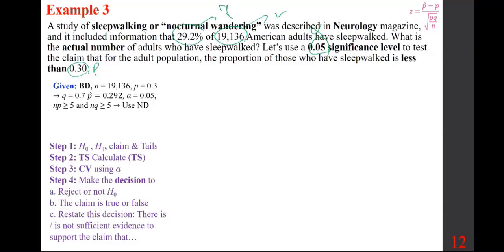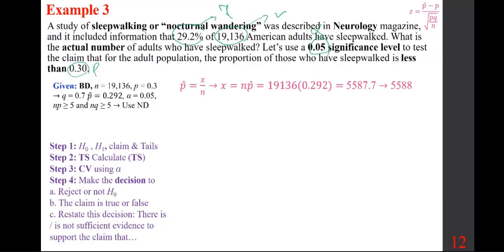NP and NQ become large if you do the calculation, so we can use the normal distribution. So the very first question: what is the actual number of adults who have sleepwalked? P hat is 0.292 times 19,136. First and foremost, to answer that question, you have to come up with N.